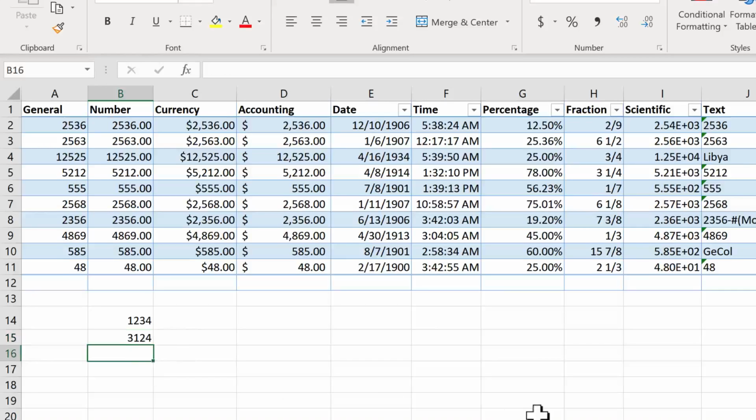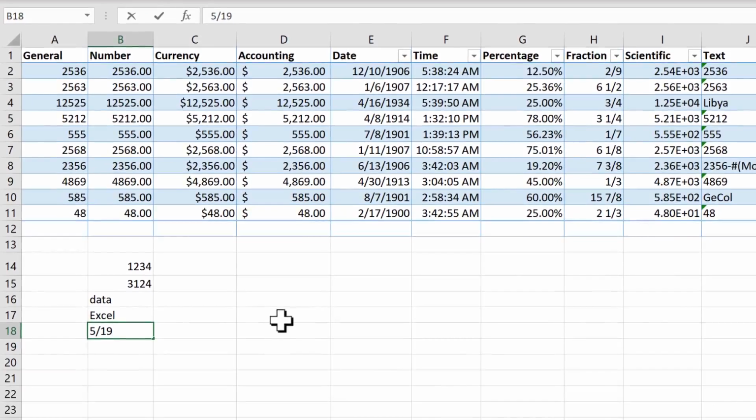Now, if you write a text, and let's say we write data, and let's write Excel, you can see that the text was aligned to the left, although we didn't interfere with the alignment options here. Now, the interesting thing, what happens when you write a date? So if we take today's date, May 19th, 2019, and you don't need to write 2019 if the date you're entering is in the current year.